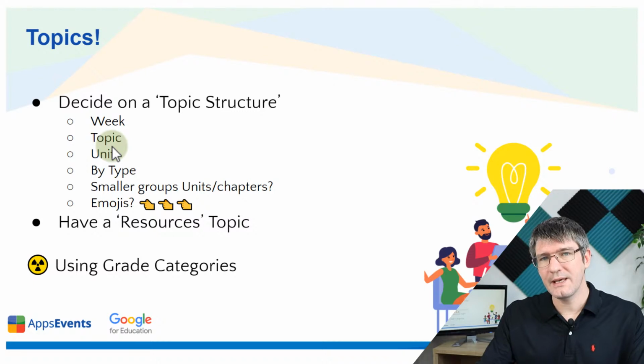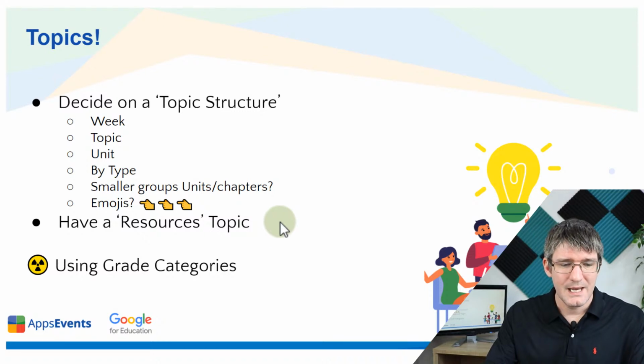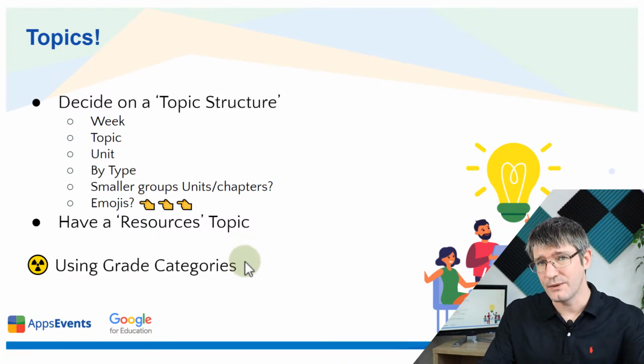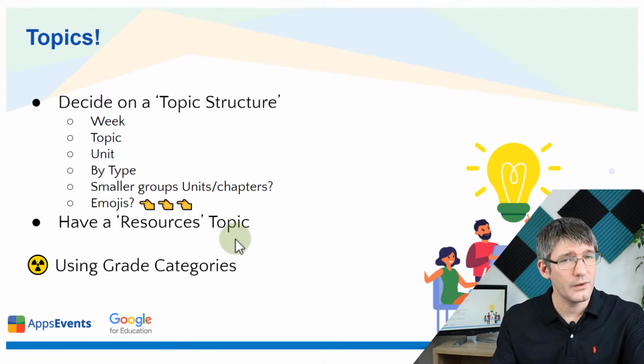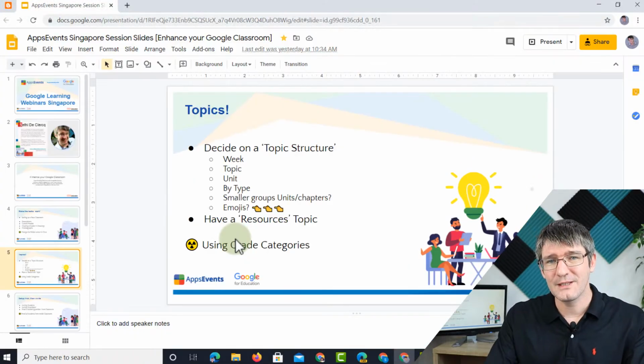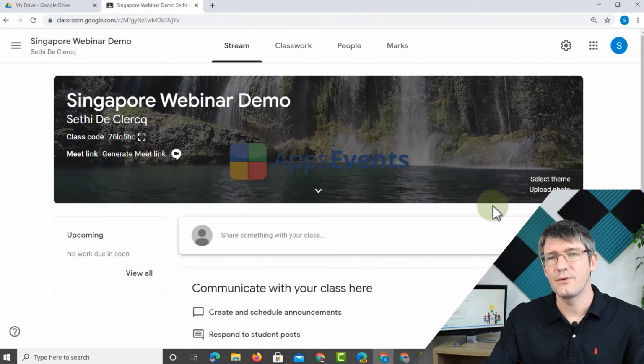After that, we're going to be looking at an additional tip, and this is to have a resources topic as well. I'll show you why you may choose to use that. And then we're going to use grade categories for grading our tests or even to highlight different aspects about different tasks. Now let's go back into our Google Classroom and let's have a look at this first page.